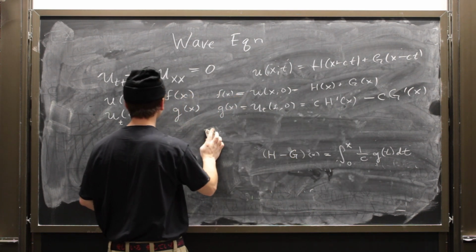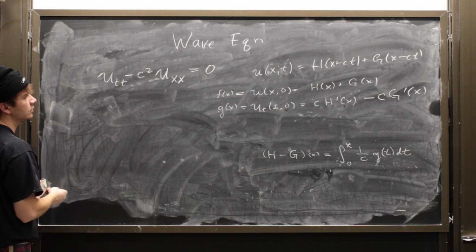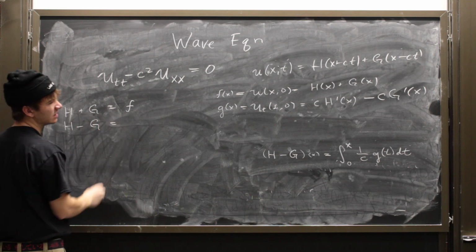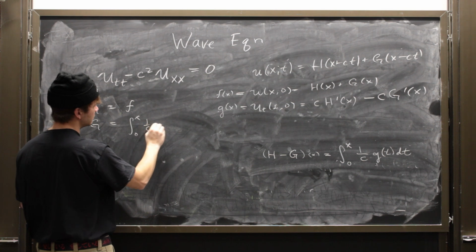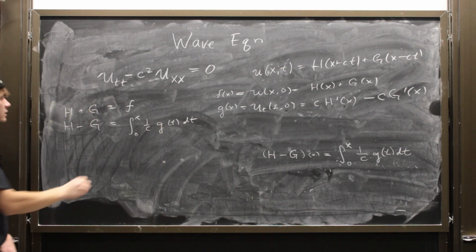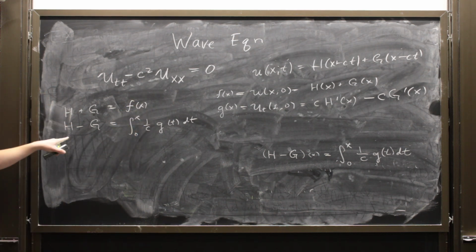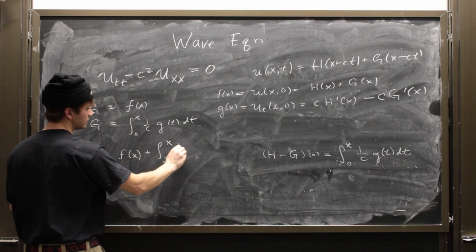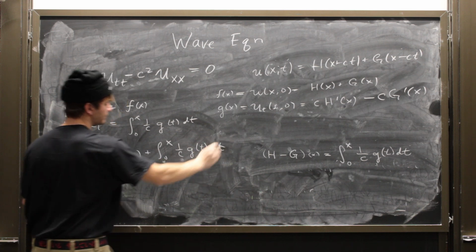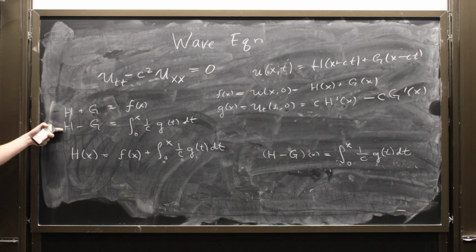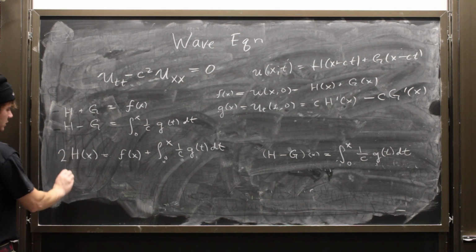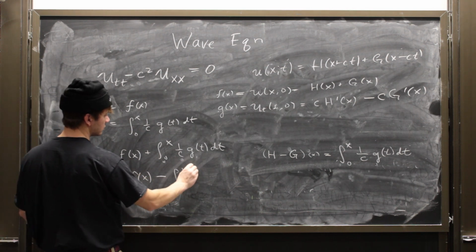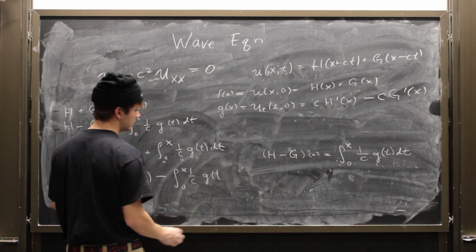Okay, so now I have two equations for h and g. Let's write them explicitly. I have h plus g, omitting the x dependence now, is f, and h minus g is the integral from 0 to x, 1 over c g of t dt. So now if I add these two expressions, I can solve for h, and I get that h of x is equal to f of x plus the integral from 0 to x, 1 over c, g of t dt. And if I subtract the second expression from it, I get that 2 times g of x is equal to f of x minus the integral from 0 to x, 1 over c, g of t dt.